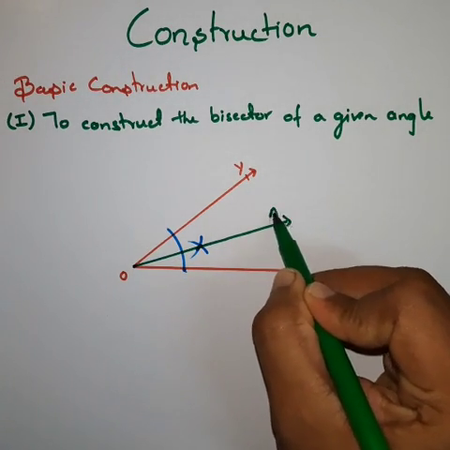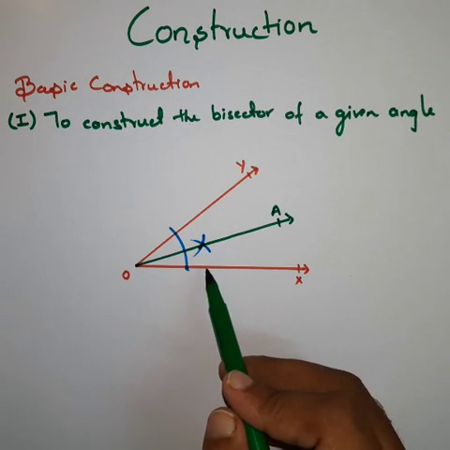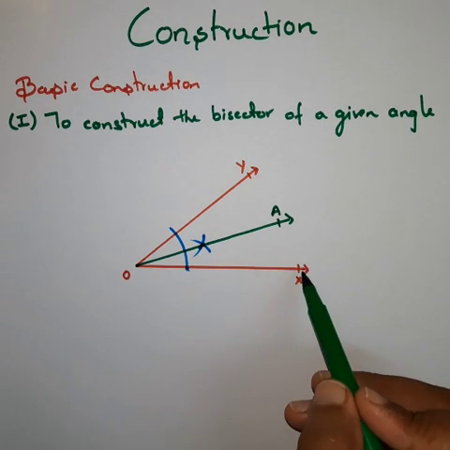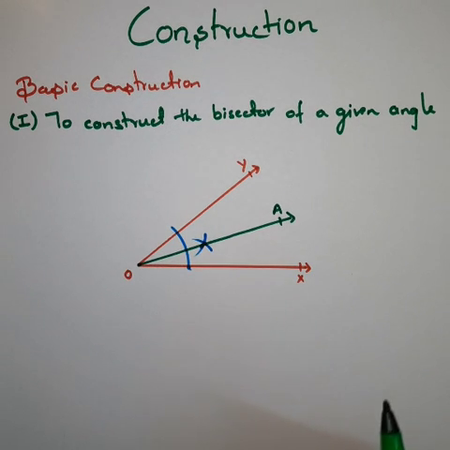I'll call this A. So the ray OA is the angle bisector of YOX. If you see here, XOA and YOA will be of the same measure.